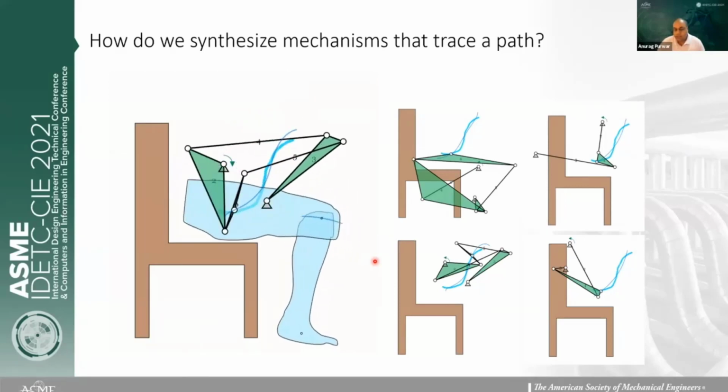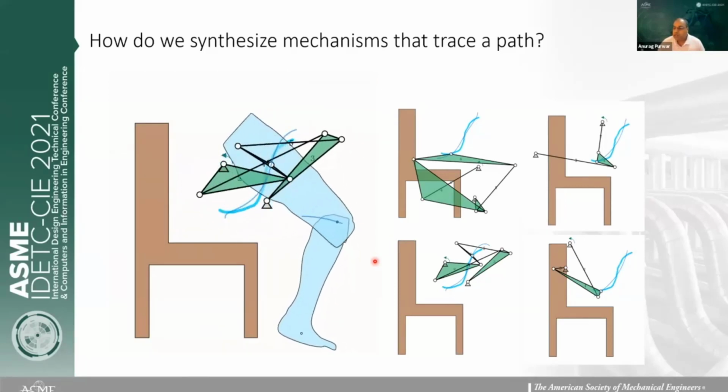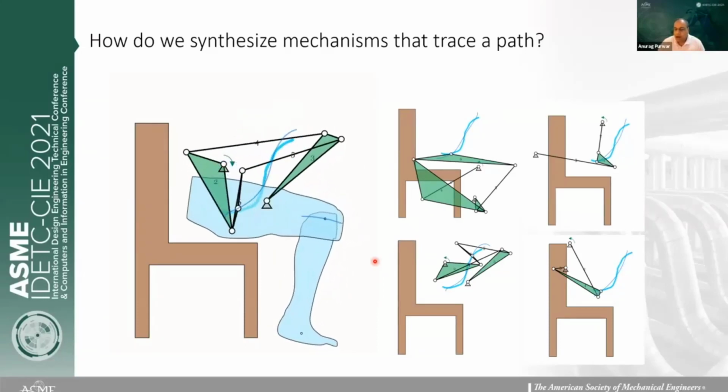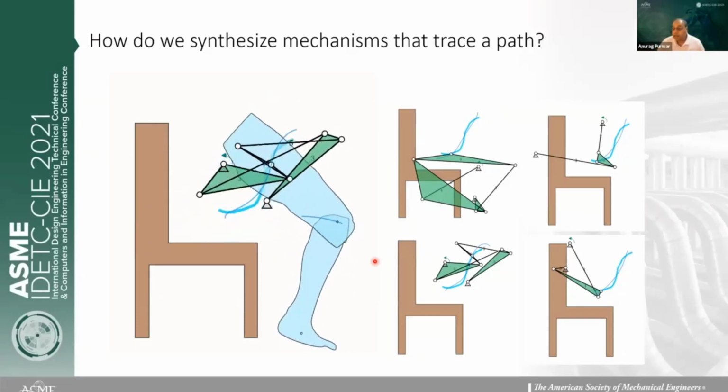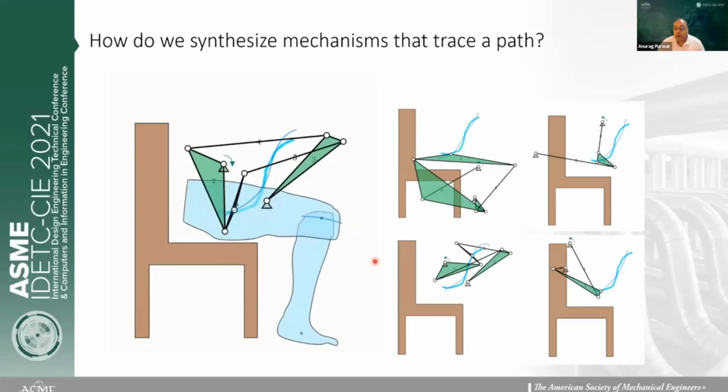What results from that is maybe a few solutions. But if the designer is not happy with any of those solutions, where do you go from there?